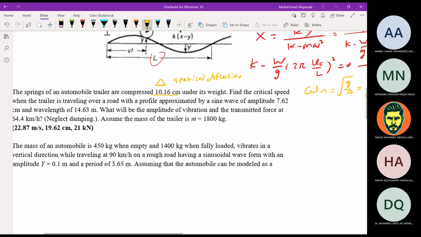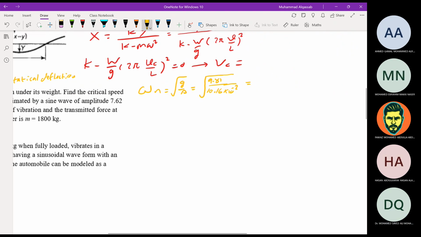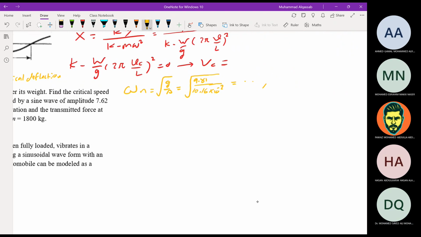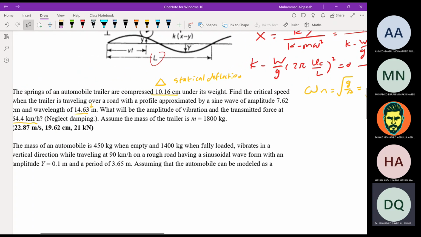Omega, as I said, you can find from the velocity. This is V, and this is L. So omega is equal to 2 pi V over L. So this will be 2 pi, V is 64.4.